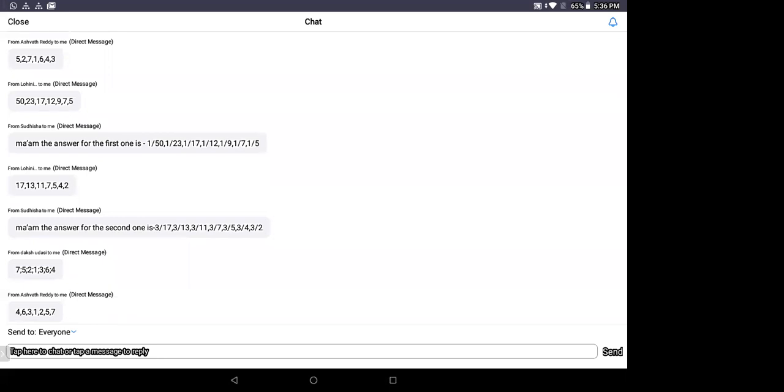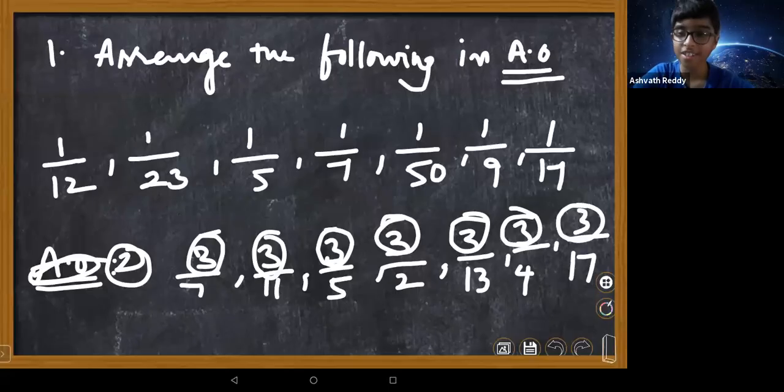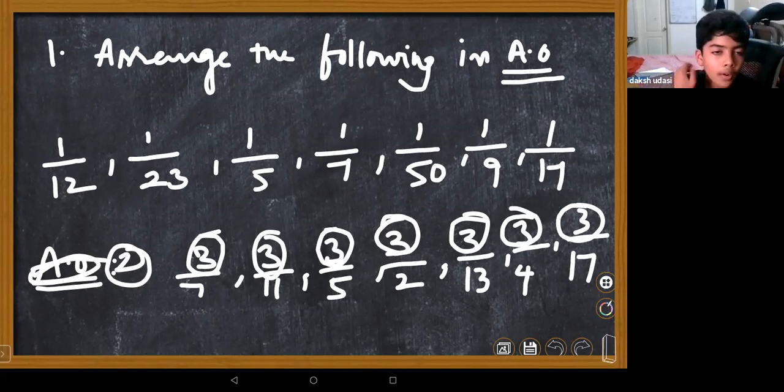Take your answer. Yes, 4, 6, 3, 1, 2, 5, 7. Right. Daksh wrote it in descending. I thought it was ascending. Okay, right, children.